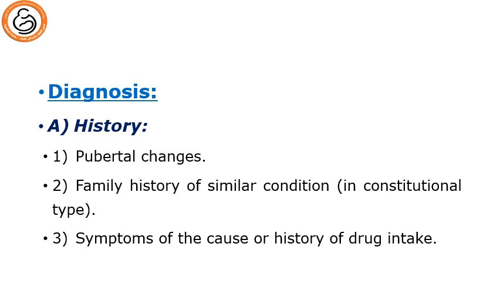How to diagnose a case of precocious puberty? Of course, we should depend on history: the timing of occurrence of pubertal changes, the sequence of events, what appears first and what next, and the type of sexual changes, either towards the male type or towards the female type. Family history of a similar condition may point to the constitutional type. Symptoms of the cause, like brain tumor, adrenal or ovarian tumor, and history of drug intake, either towards the feminine or the masculine type.